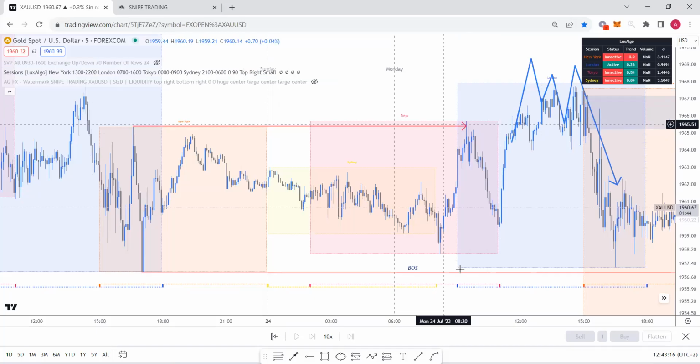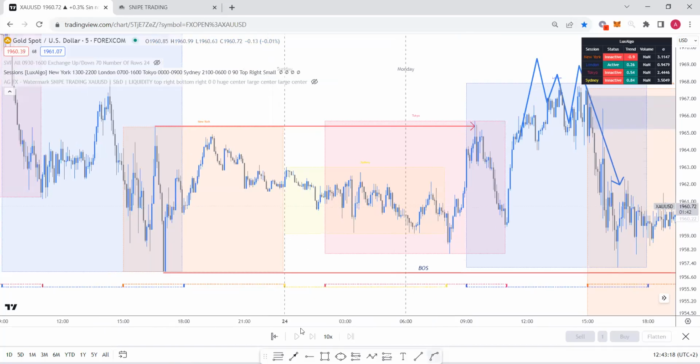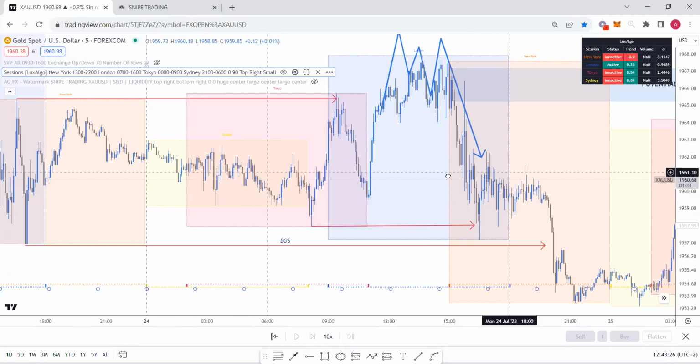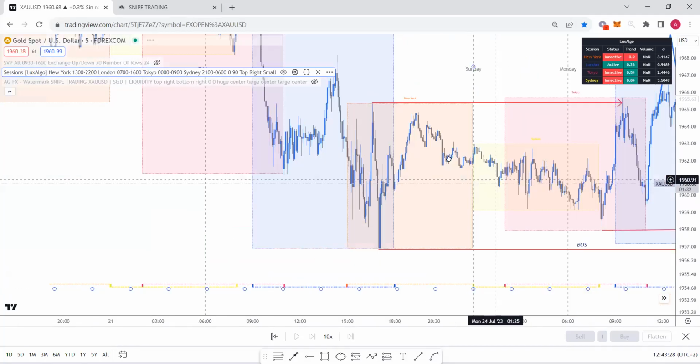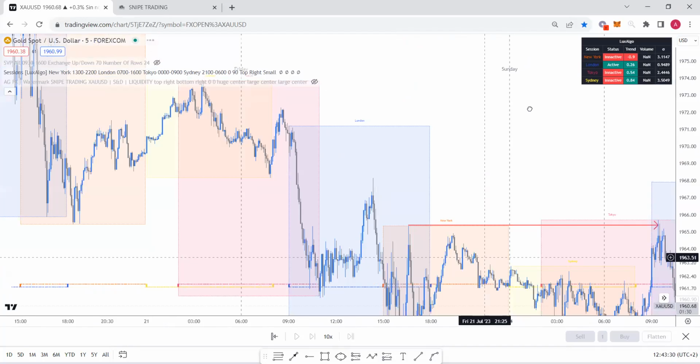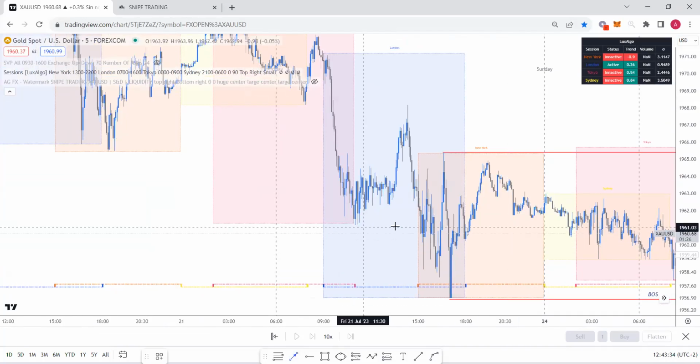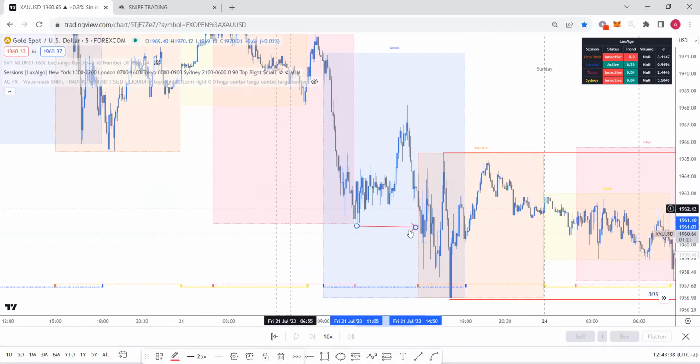Here we have, in this case, the Asian low. Price sweeps it, then moves a bit to the upside. You could just spend the whole day looking at this. Here again, we have the sweep of this low. Then price gives some move to the upside. Again, you want to follow the trend, okay, most of the times.